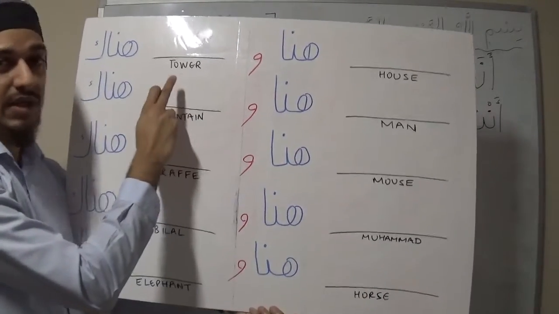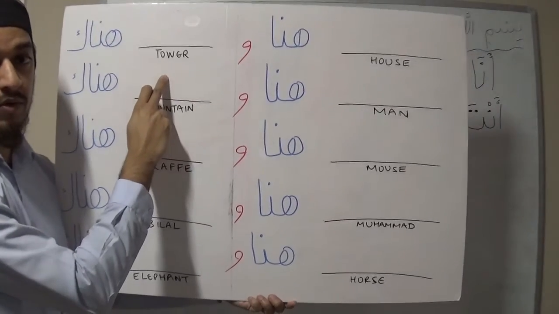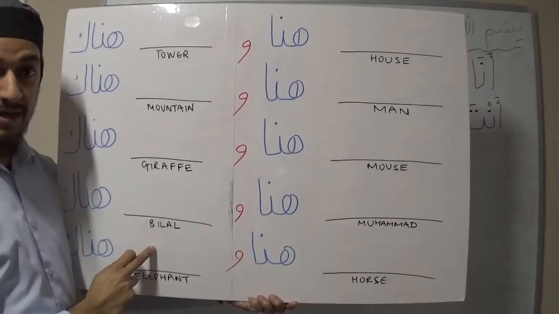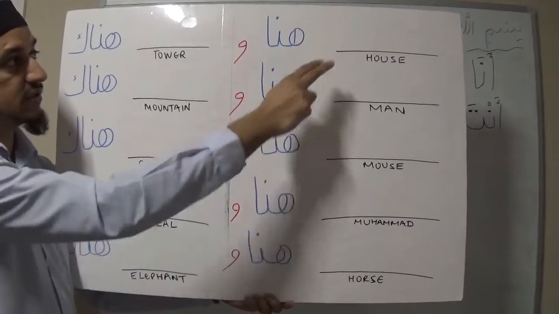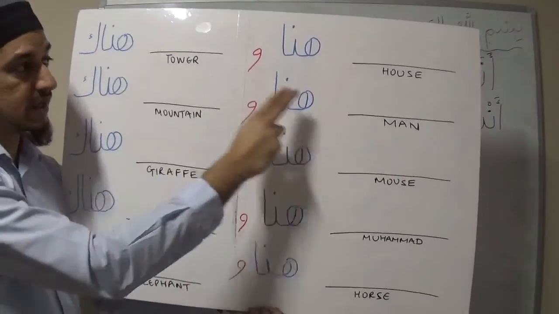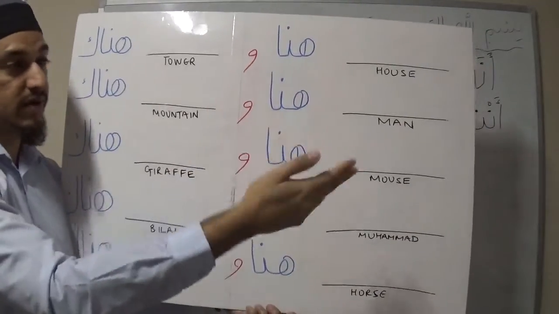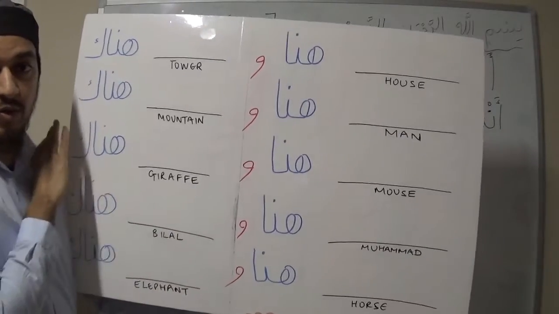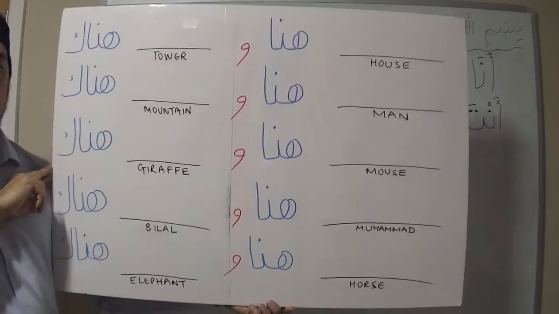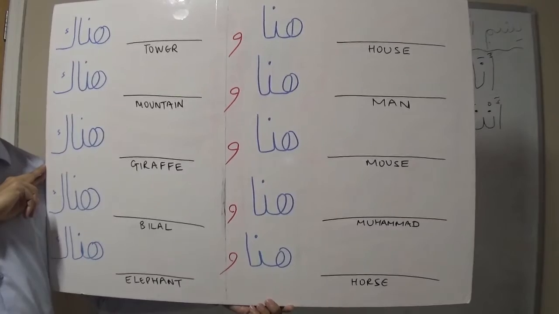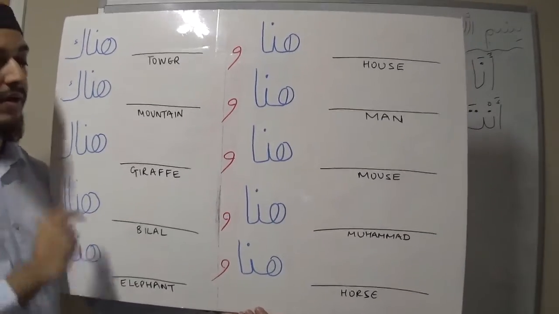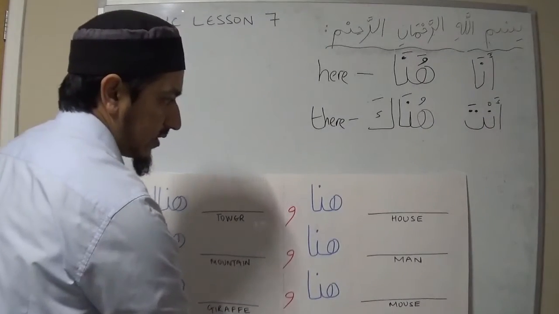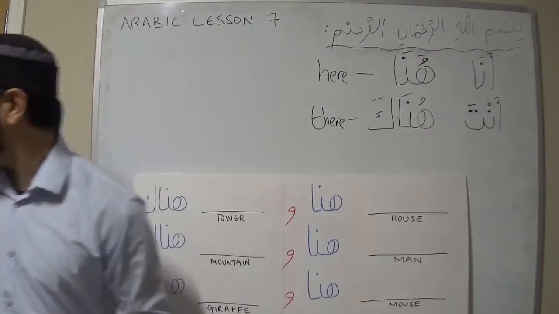Horse, tower, mountain, giraffe, Bilal, elephant. So these are all one sentences. The top is one sentence. You're saying something's nearby, and then you say something's far. This is here, this is there. So you're going to just go over these and have a go at them. I'll say pause and unpause. Now that you've attempted them, I will write down the answers for that.